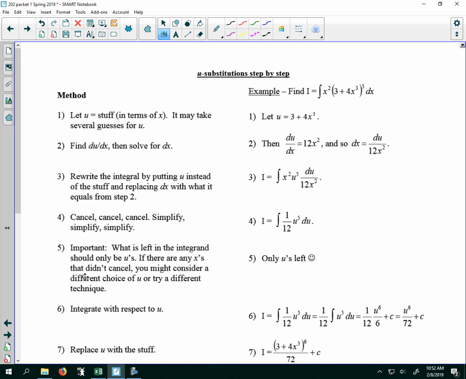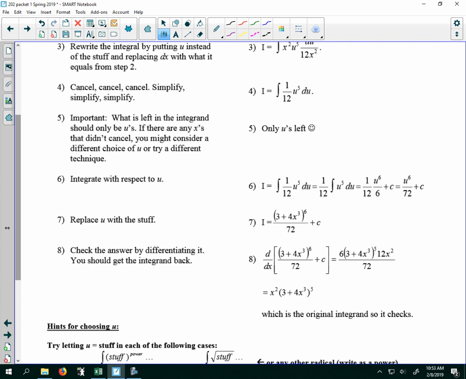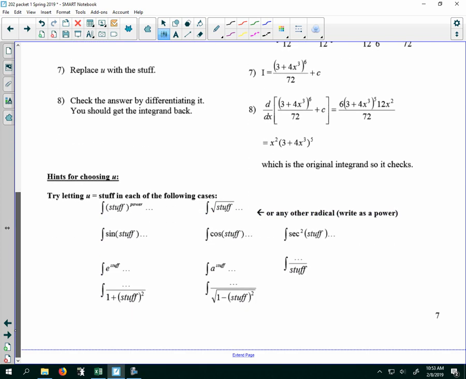So once you choose u, find du dx, solve for dx, substitute everything in, cancel, simplify, and then what's left should only be u's. Integrate with respect to u, replace u with the stuff, and you're done. And then some hints for choosing u are down here. You can study this in depth as you go through your homework, but I just wanted you to see that it was there.